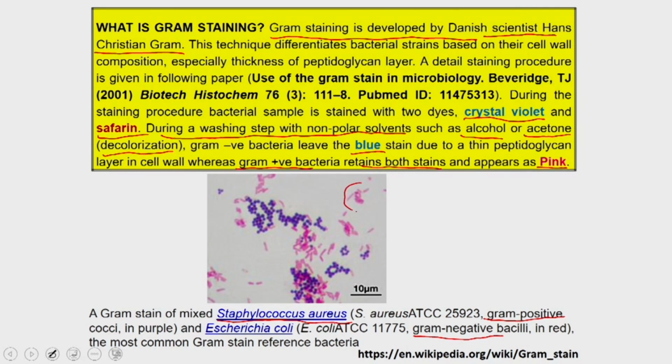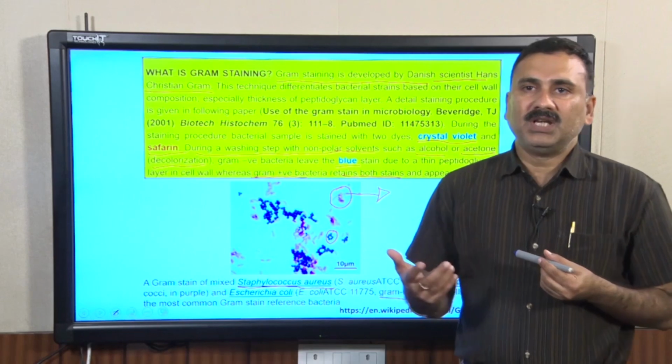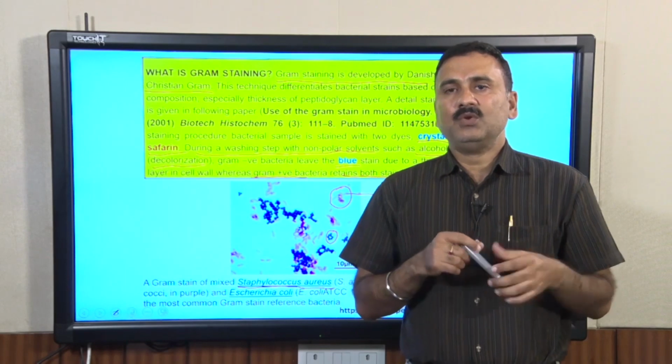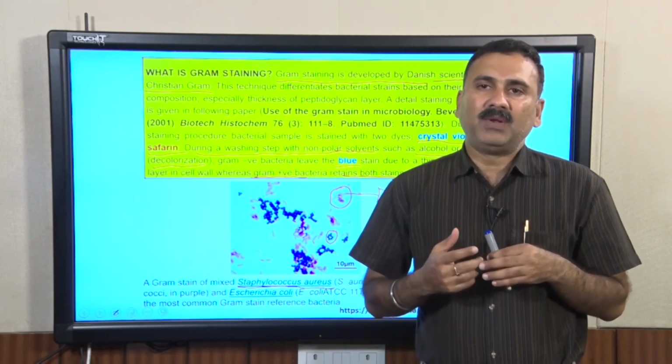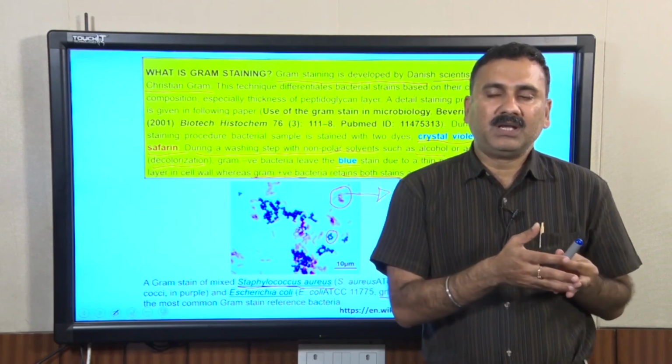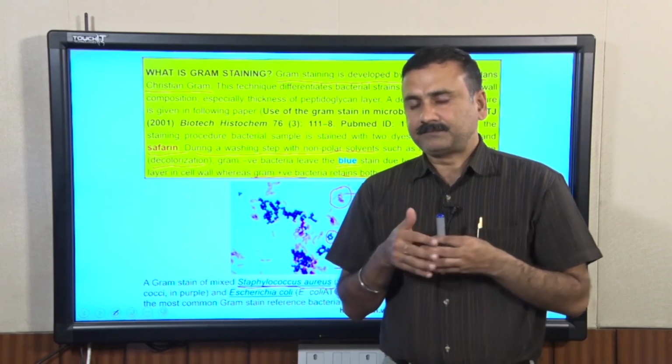So, these are the E. coli cells which are appearing red, whereas these purple cocci are the gram positive bacteria, that is Staphylococcus aureus. The gram staining is a very popular technique to distinguish between gram positive and gram negative bacteria, and using this particular stain, people have classified different bacterial strains as either gram positive or gram negative bacteria.